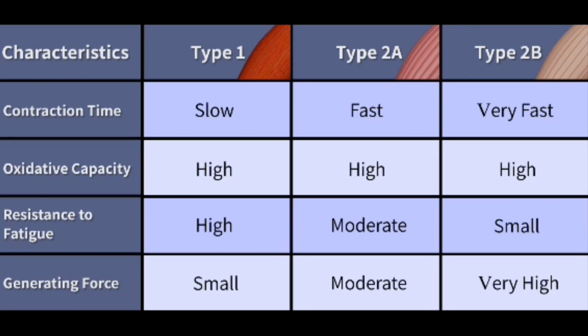Here you can see that this table summarizes the different characteristics of the three types of muscle fibers. And of course, by understanding the unique characteristics of each muscle fiber type, we can tailor our workouts to optimize our performance and achieve our fitness goals.